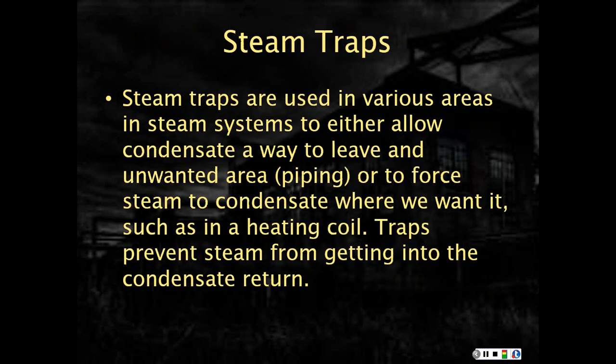Speaking of condensate elimination, we have a special device in steam systems called steam traps. They're used in various areas in a steam system, either to allow condensate a way to leave an unwanted area, such as piping, or to force steam to condense where we want it, such as the discharge of a heating coil or a heat exchanger. Traps prevent steam from getting into the condensate return, so it's a way of separating. We don't want steam to race through and end up in the condensate piping.